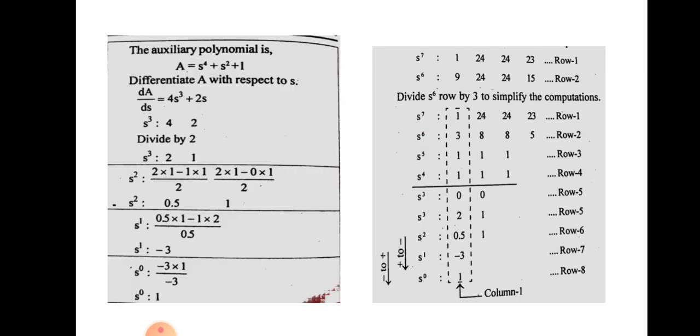Next, you can see that here there is an all zero row, and the presence of this all zero row indicates that some of the roots are lying on the imaginary axis, and you should find those roots. For finding those roots, you should take the auxiliary polynomial, that is the auxiliary equation s raised to 4 plus s square plus 1 equal to 0, which is the auxiliary polynomial corresponding to the all zero row. The roots of this auxiliary polynomial will give the number of roots lying on the imaginary axis.